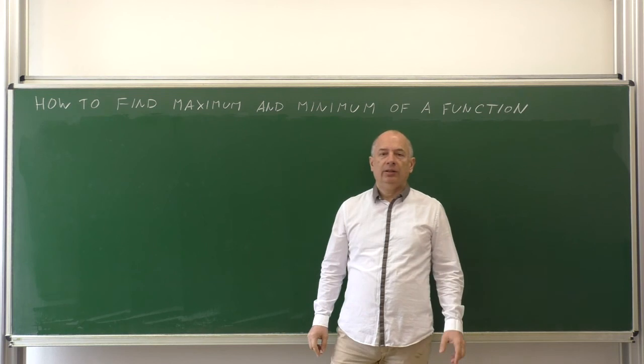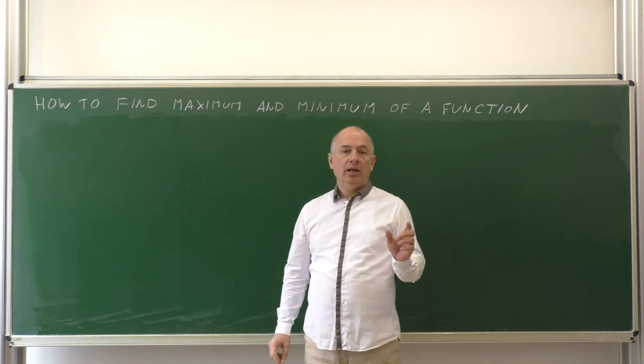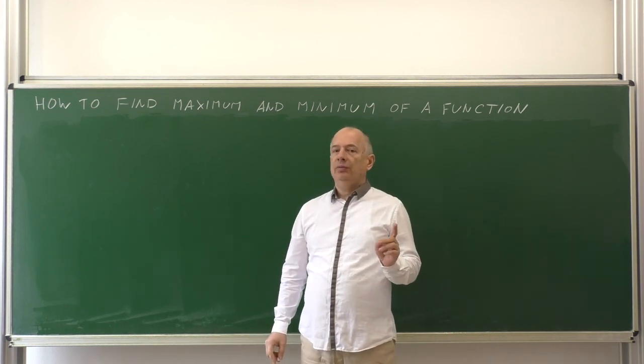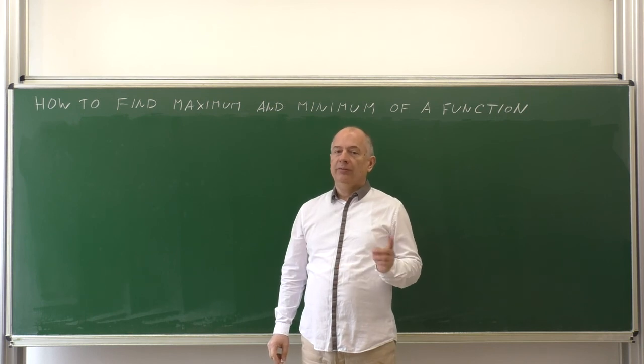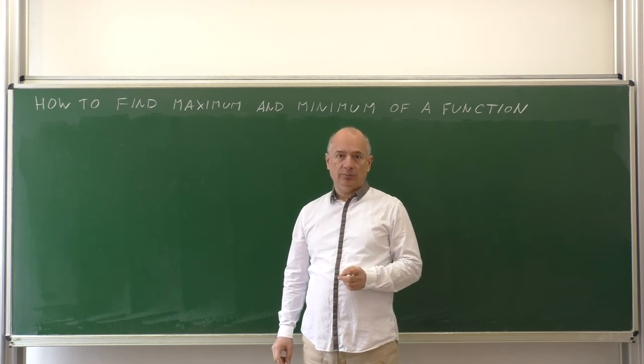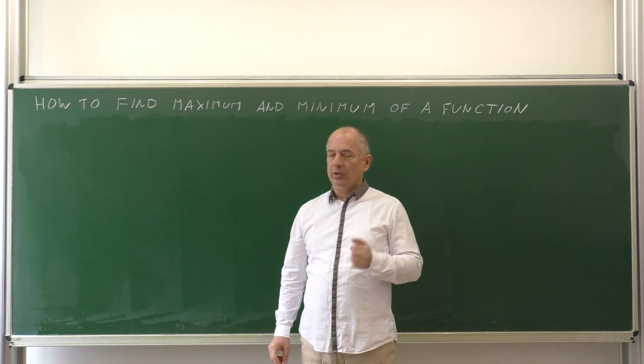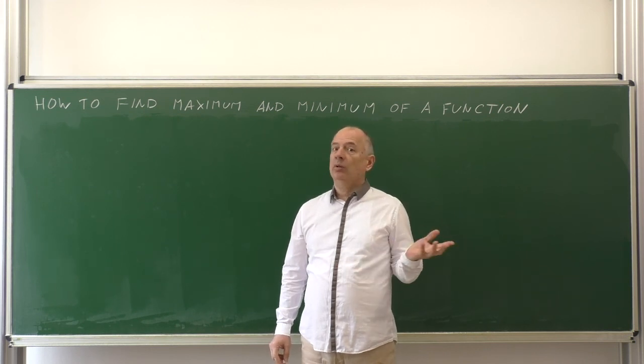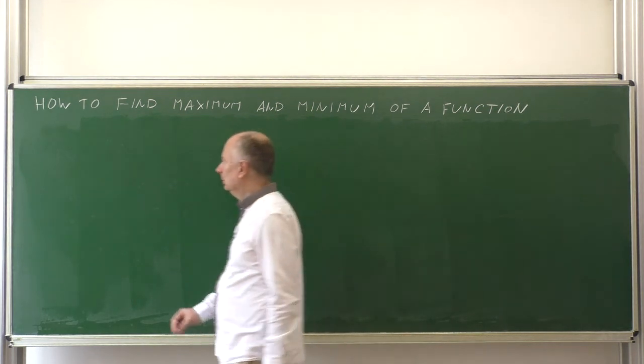We have seen that for a function of two variables at the stationary point, if the Hessian is positive, then the function has an extremum. Well, and what happens if the Hessian is negative or when the Hessian is zero?